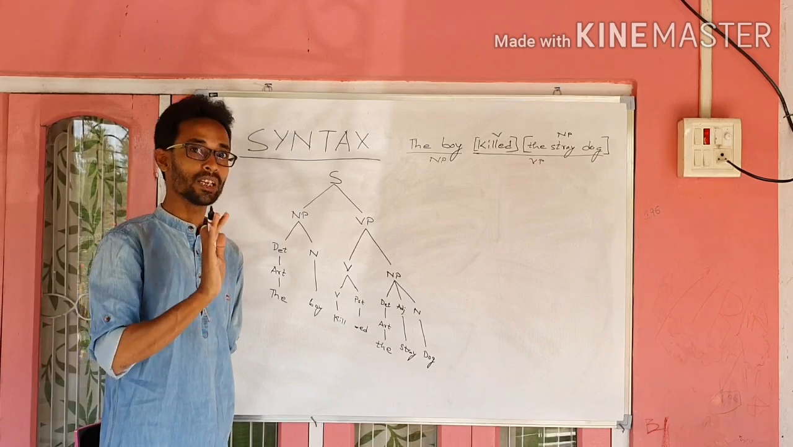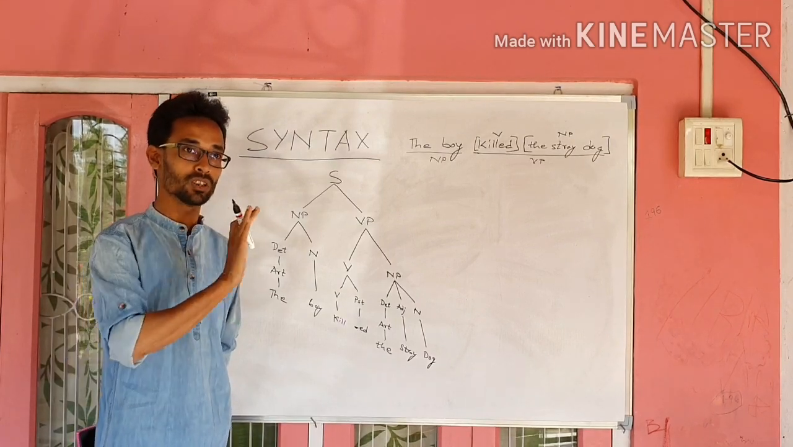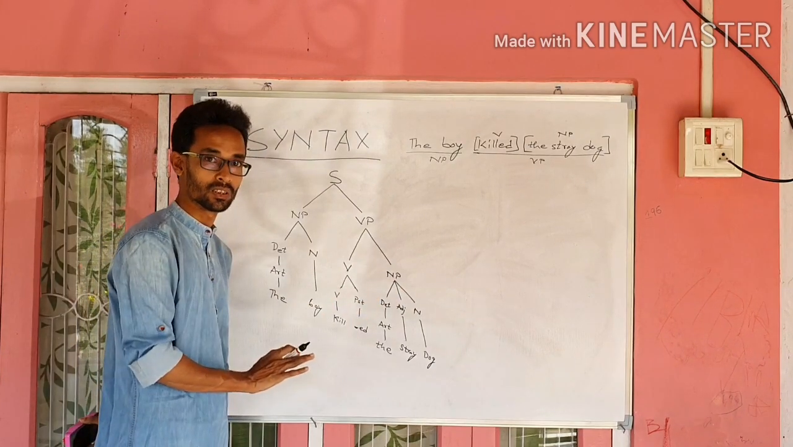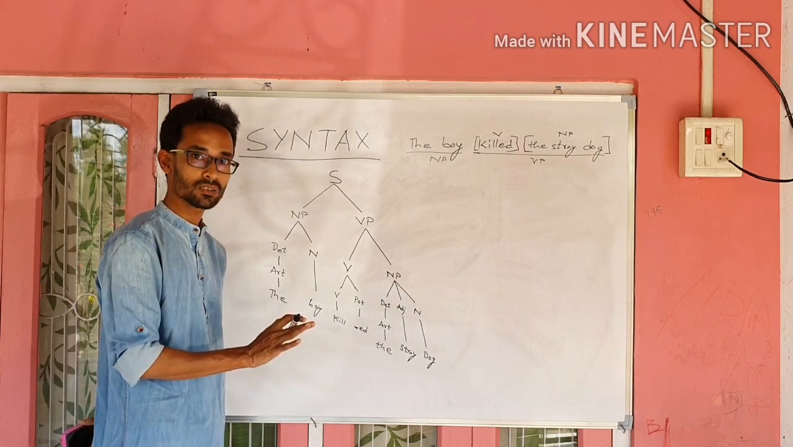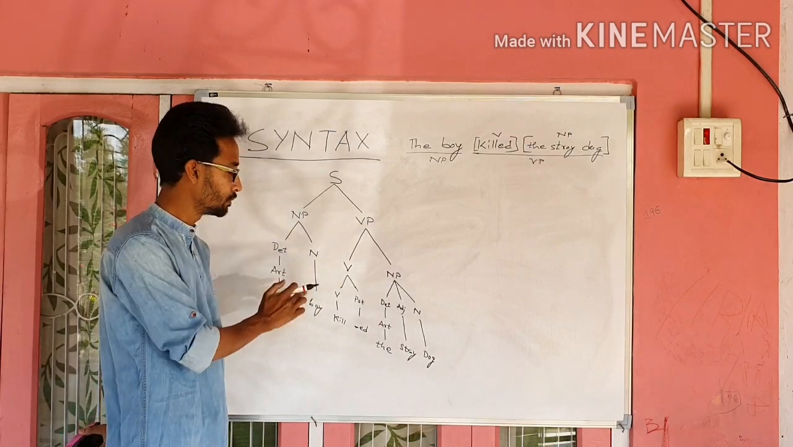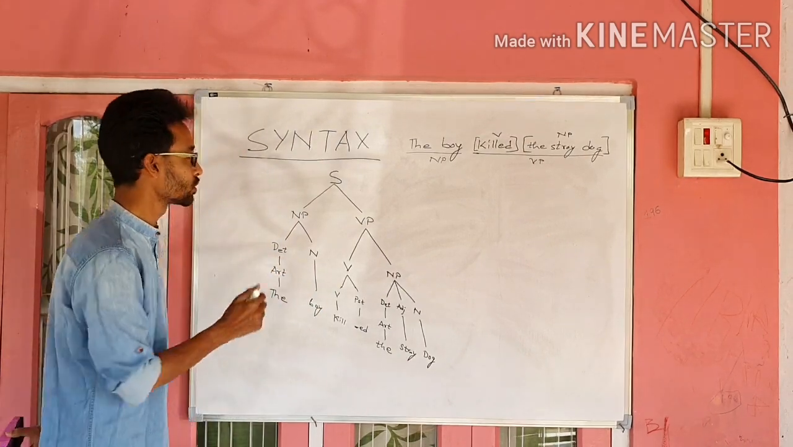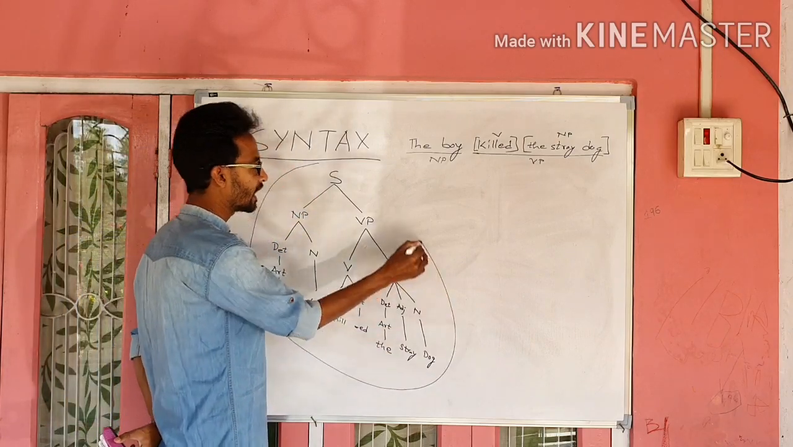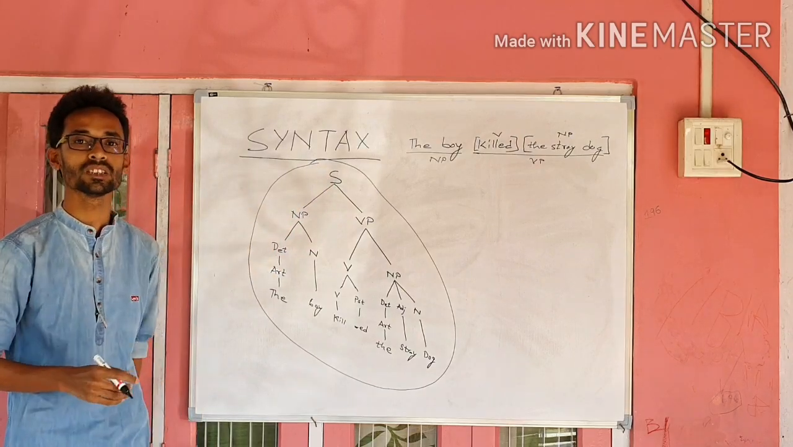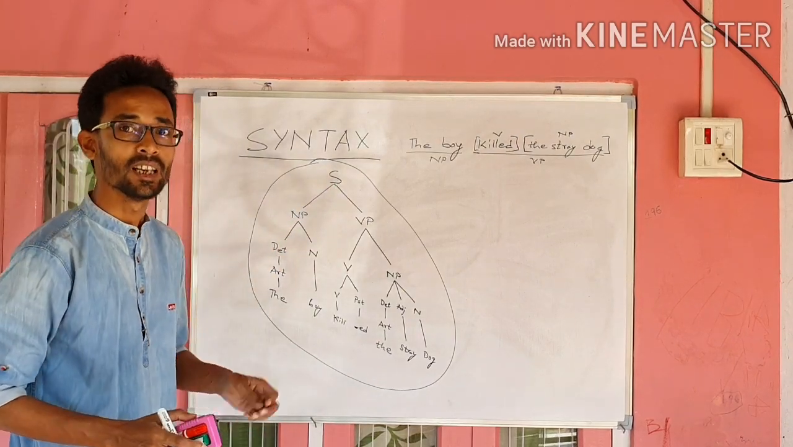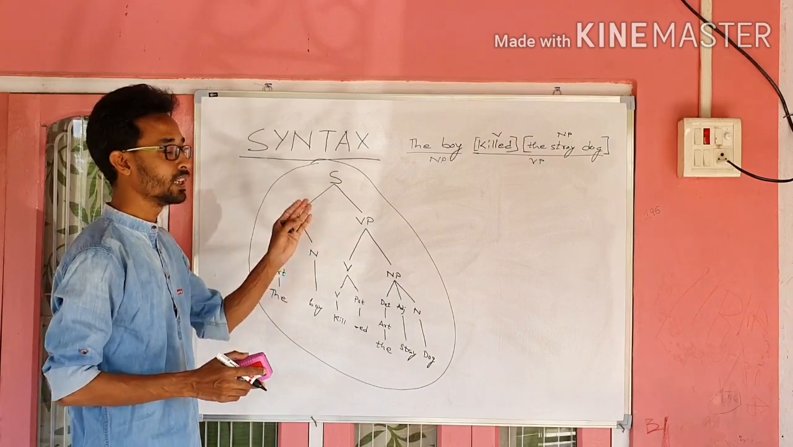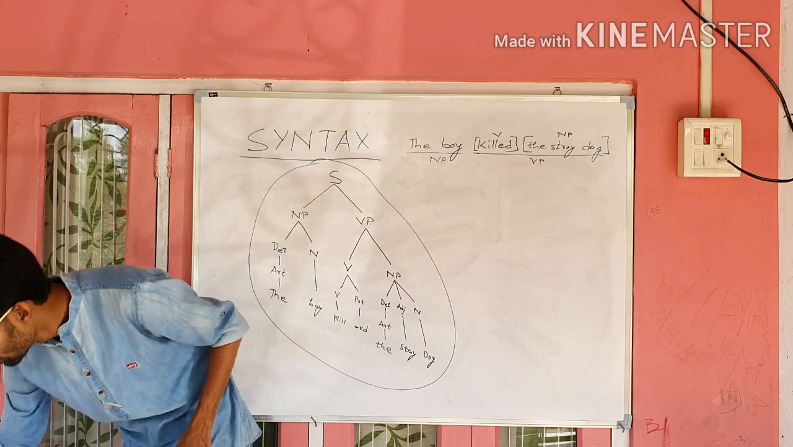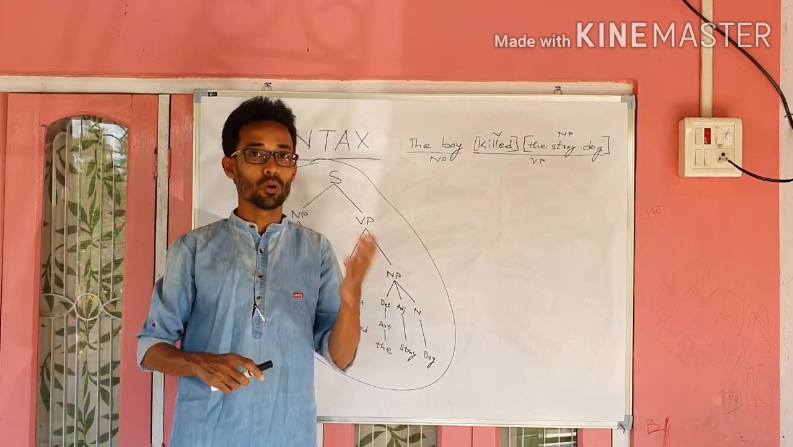Only the NP can be divided into three parts, not the other word classes. The rest will always be broken into two. Clear? So this is what IC analysis is: analyzing a sentence based on its constituents. This is immediate constituent analysis. Clear?